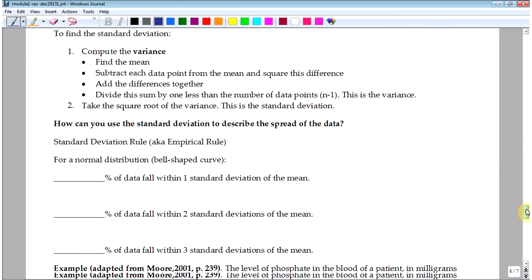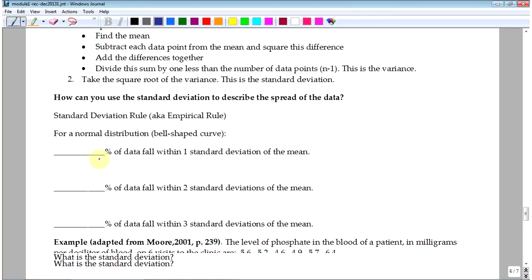This is known as the standard deviation rule or the empirical rule. For a normal distribution or a bell-shaped curve, so let's say if you graph your data, the distribution looks something like this, which would be a bell-shaped curve. If that's the case, then the mean is going to be the value that's in the middle, and the mean is often denoted as x bar. Well, 68% of data will fall within 1 standard deviation of the mean.